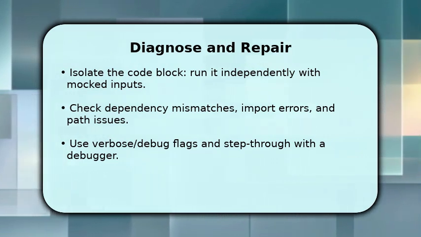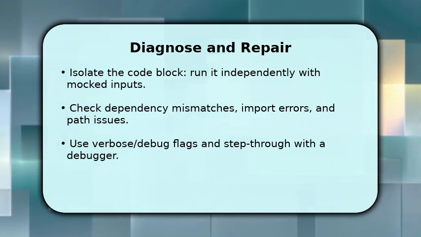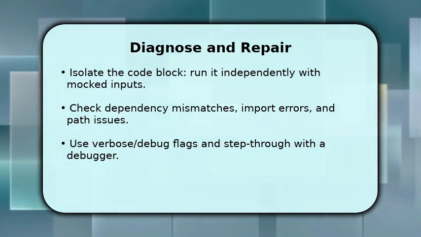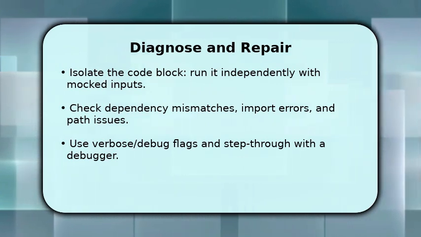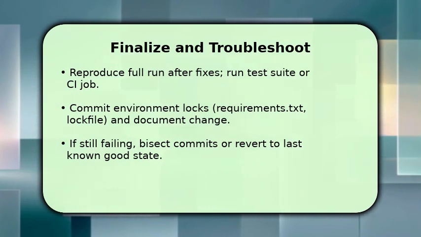Once isolated, compare package versions, reinstall or pin the correct versions, and update import paths if necessary. Use the interpreter's verbose or debug mode and step through with a debugger to inspect variable state. While doing this, make small edits and rerun the minimal test. Once your isolated fix works, run the full application or test suite to confirm no regressions. This ensures the patch integrates cleanly.